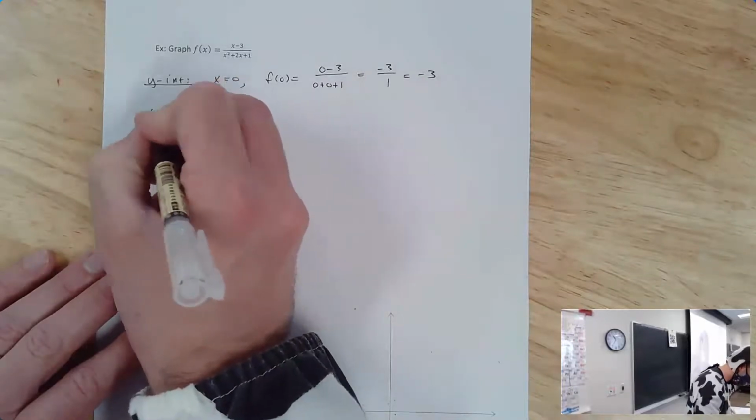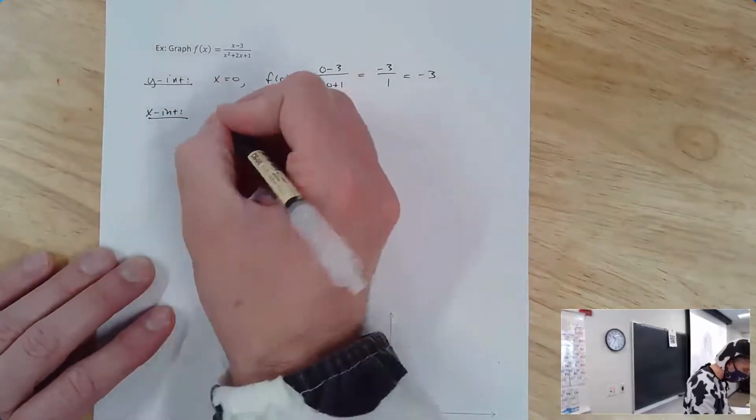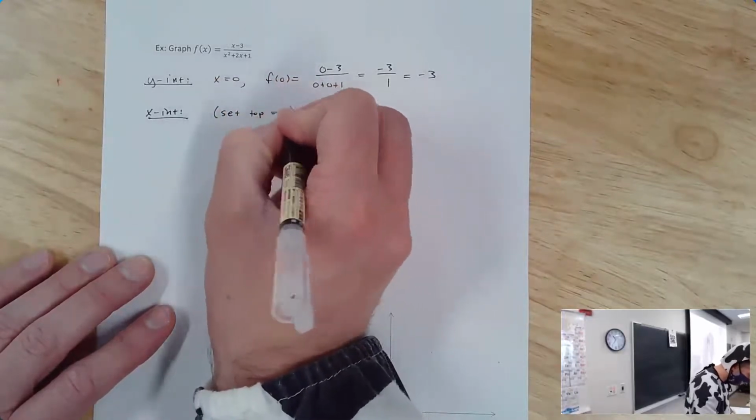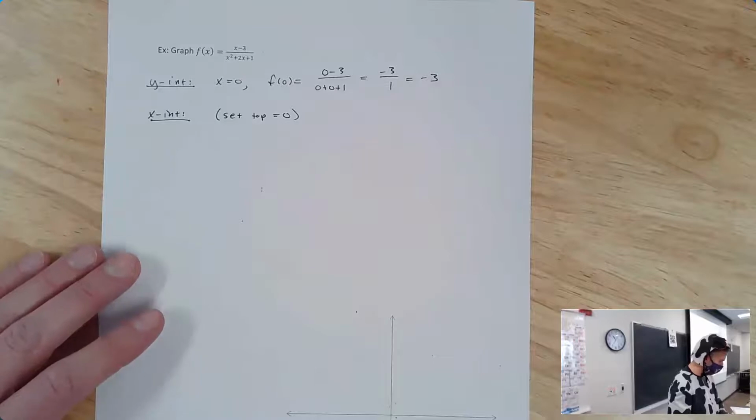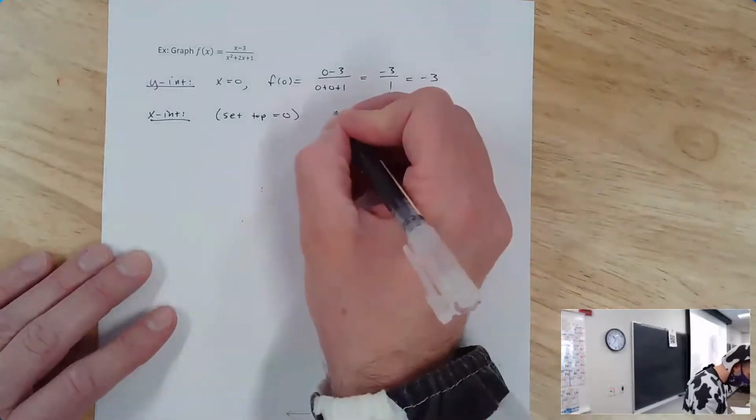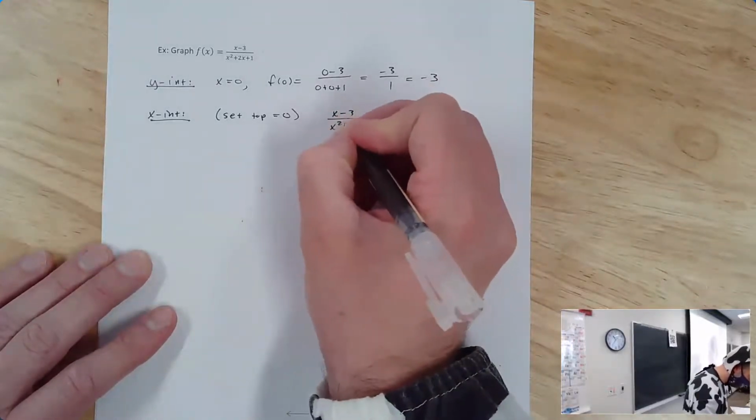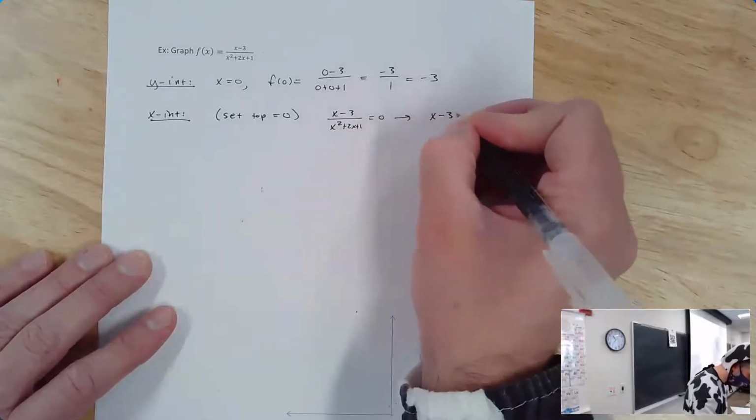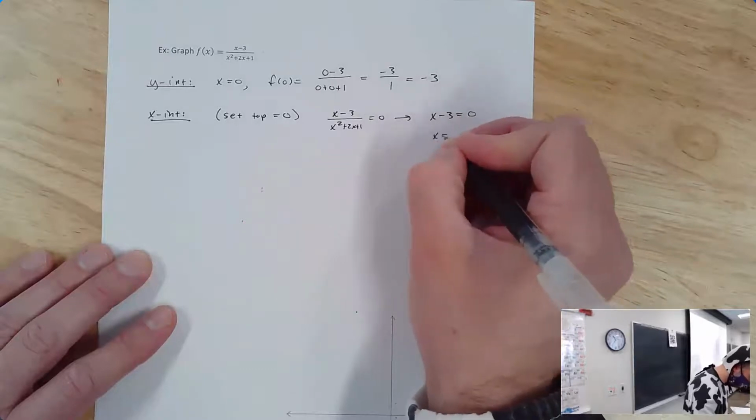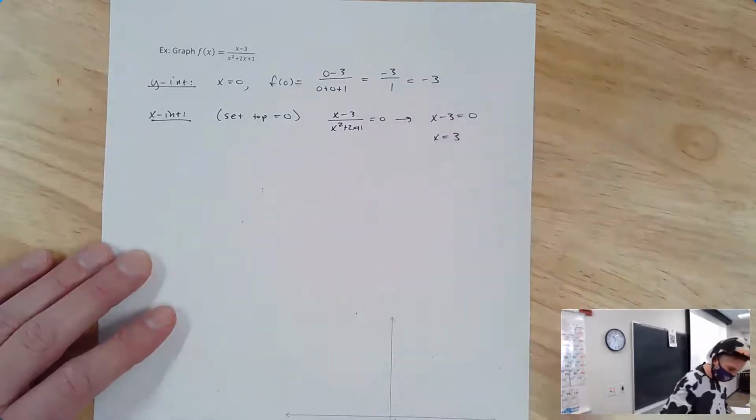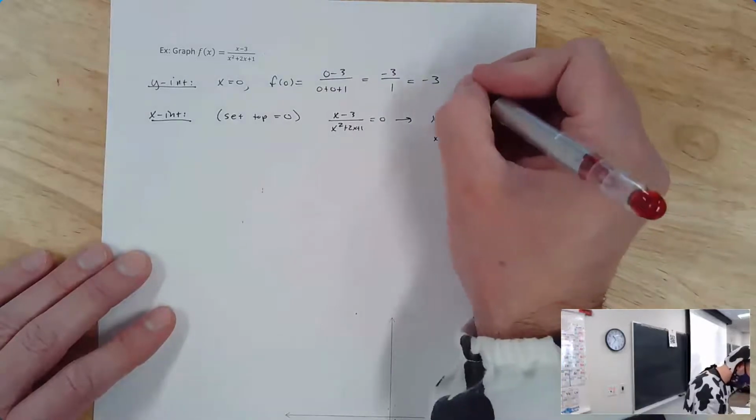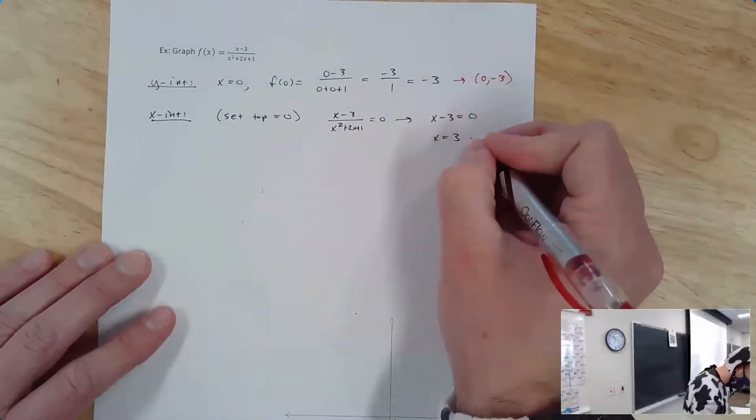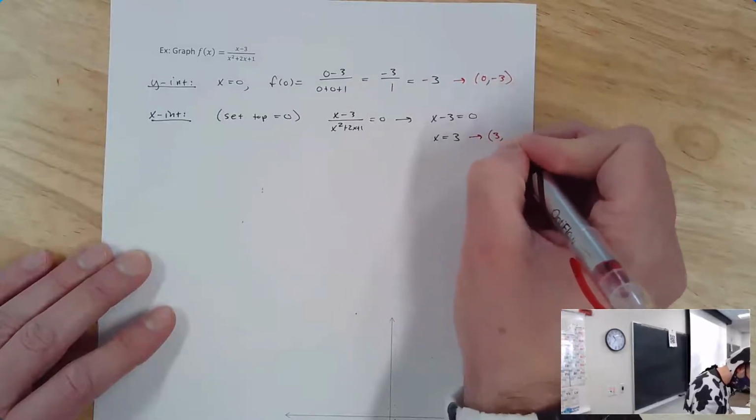X-intercept. We're really just going to want to set the top equal to 0. You can certainly take all the steps if you want and write the whole thing equal to 0. For a rational function, it's always going to boil down to just the numerator being 0, which is going to be x equal to 3. So my y-intercept, I should really be more specific here, is 0, negative 3. My x-intercept is 3, 0.